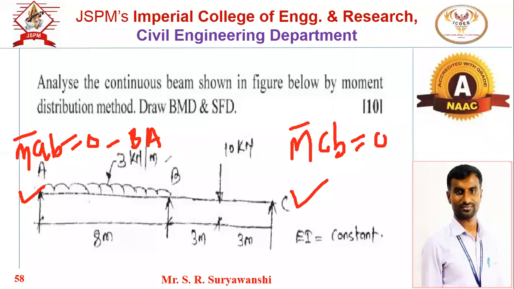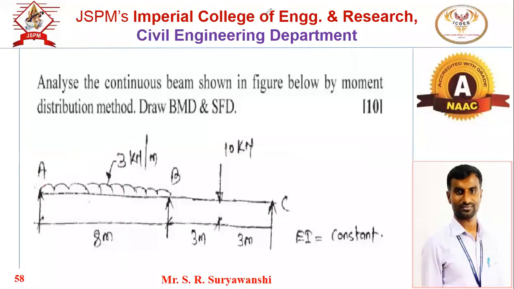What we did for one end, we have to do for both ends. This numerical requires only one cycle, one iteration. In the examination you should choose a numerical that is less time consuming, with fewer iterations. This numerical requires only one iteration: one balance step, carry over step, and final moment. So this is type 2.